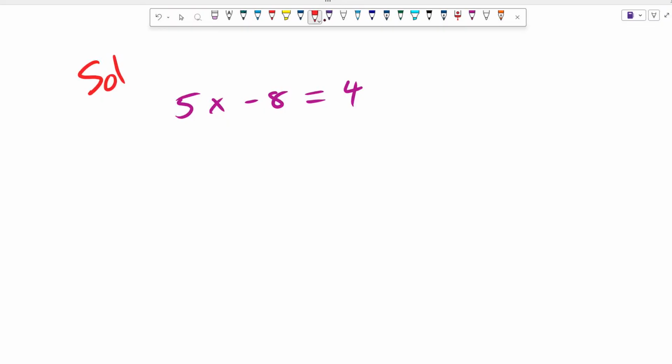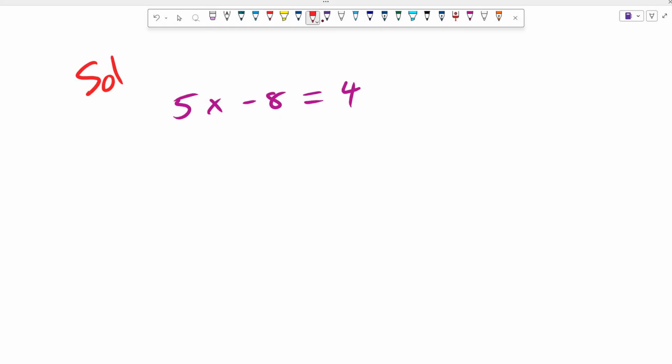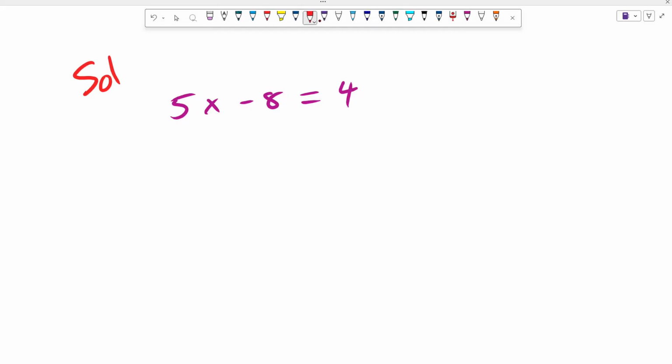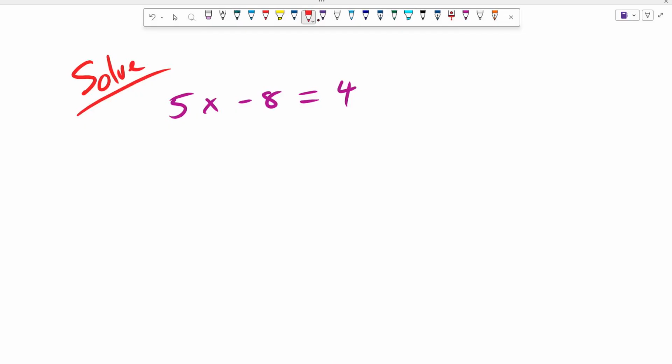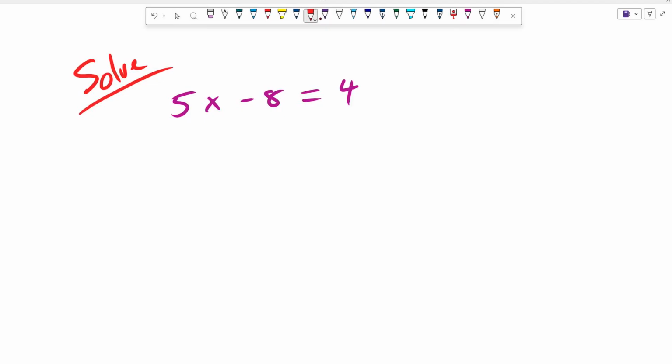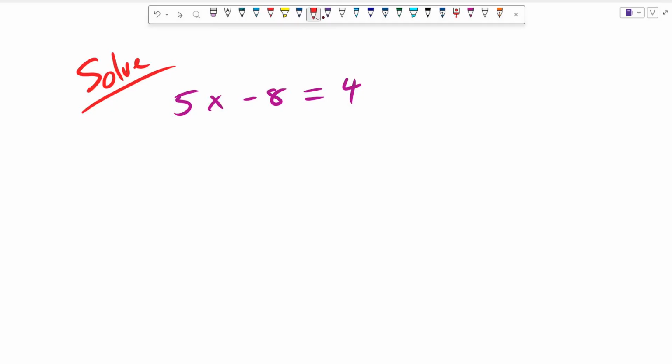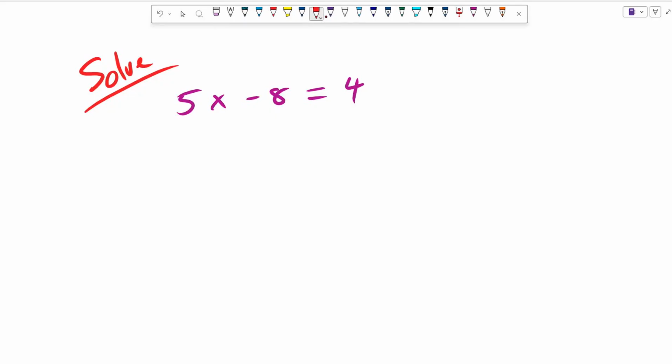Okay, let's try another one. The directions are solve. What does it mean to solve? Find the solution set. And what is the solution set? The set of all solutions. You take them all and you put them in curly brackets. And what is the solution? A number that when replaced for the variable makes the equation true. Say it together. That's what a solution is.